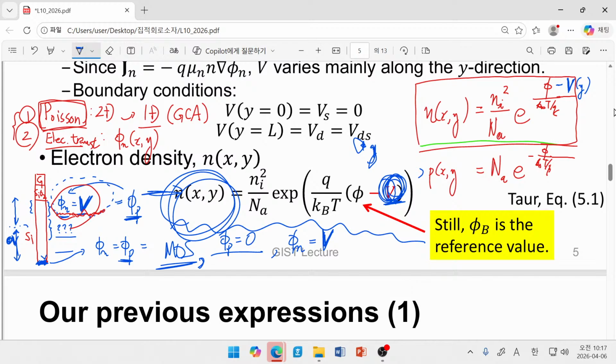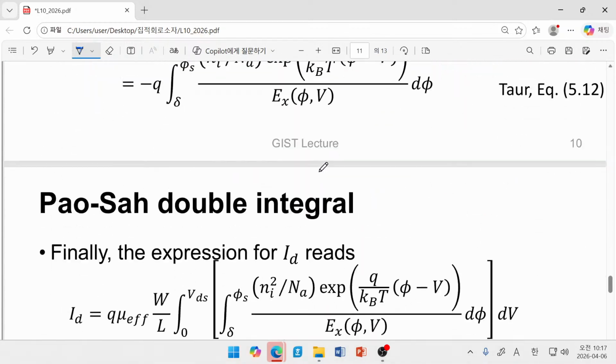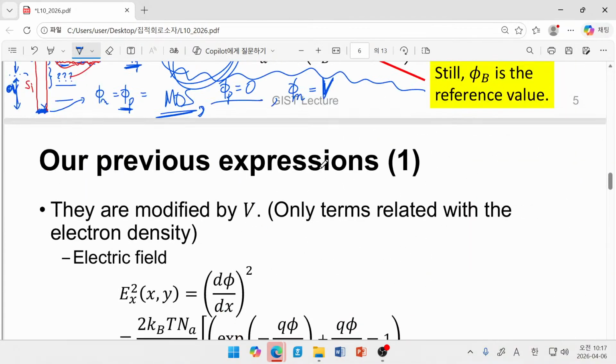Okay, although I have spent the entire lecture material on this gradual channel approximation and Pao-Sah integral, since this part is at the center of our second part, I cannot speed up. So I am willing to spend more lecture slots to explain this model development. So please expect one or two more sessions on this.